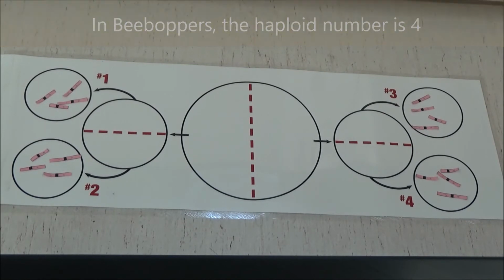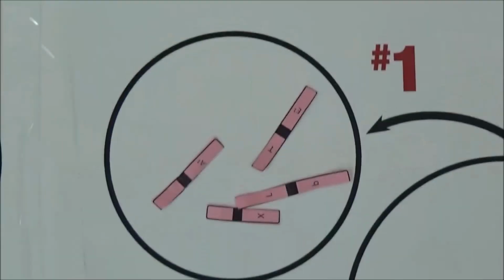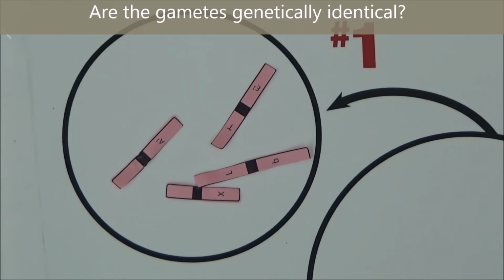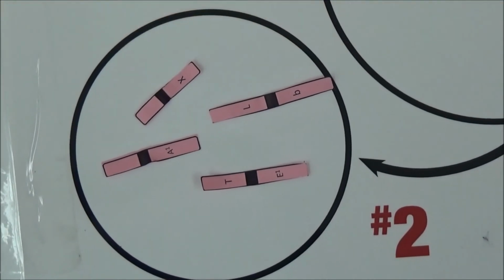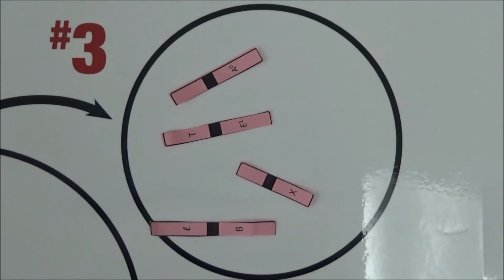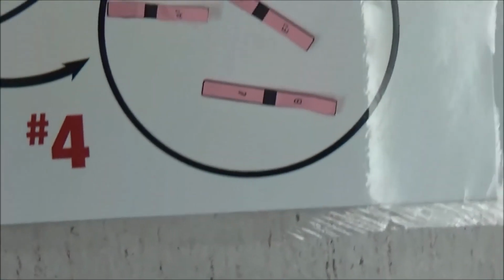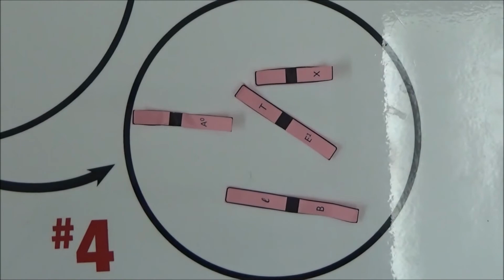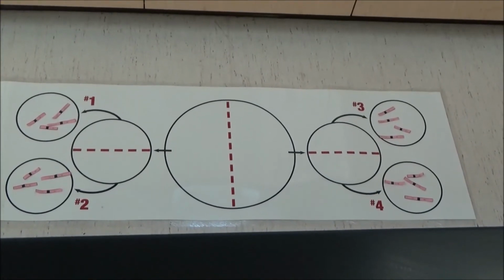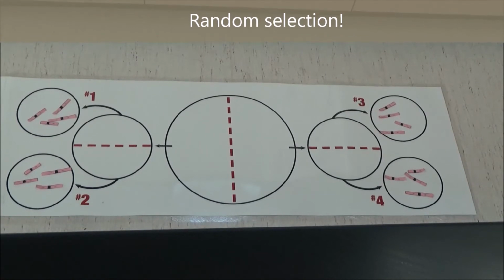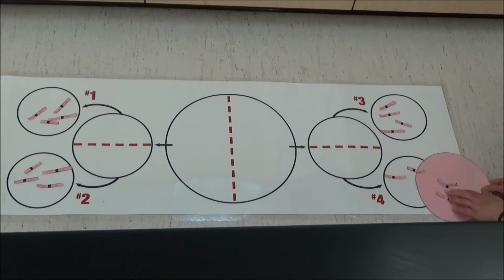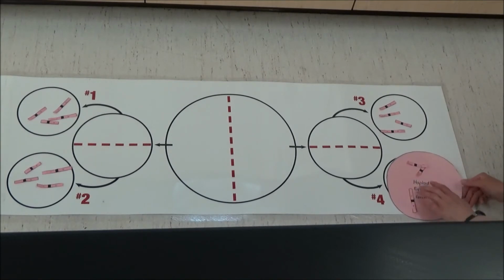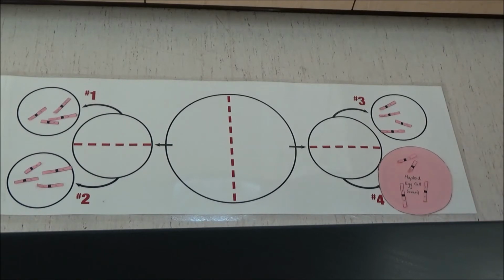Now let's take a look at these 4 different daughter cells. Here's gamete 1, gamete 2, gamete 3, and gamete 4. Are they identical? So we're going to randomly select one of these daughter cells to get fertilized. So there's our haploid egg cell.